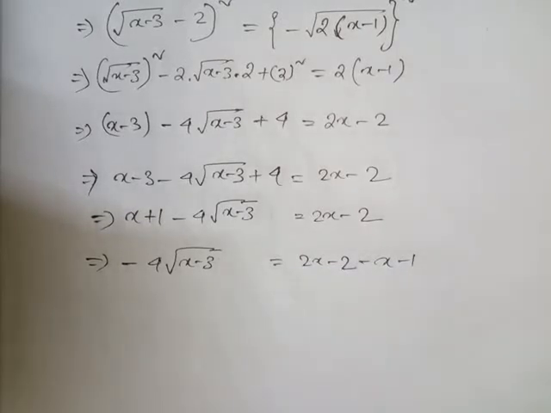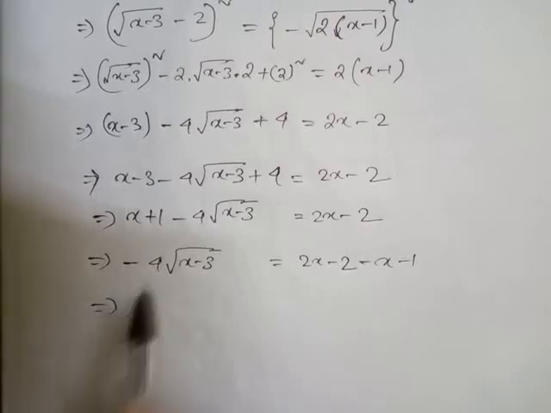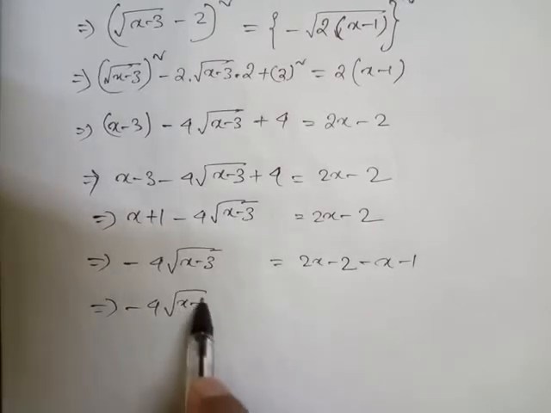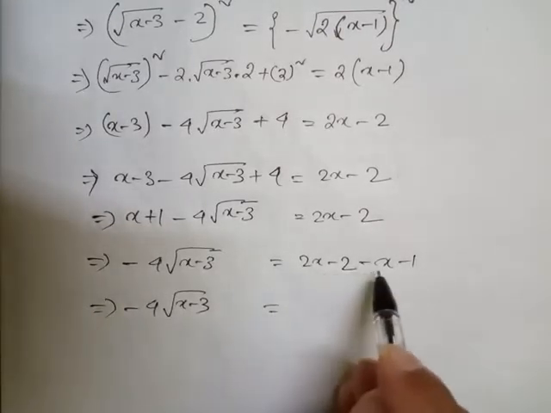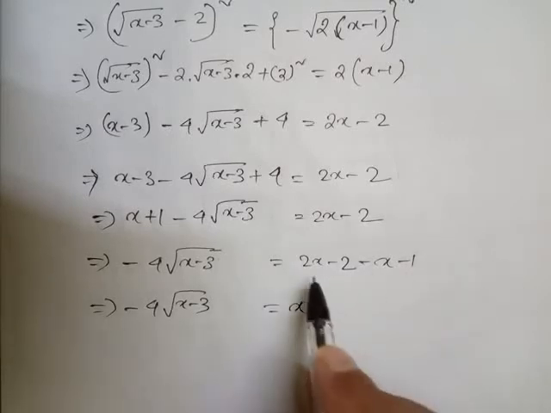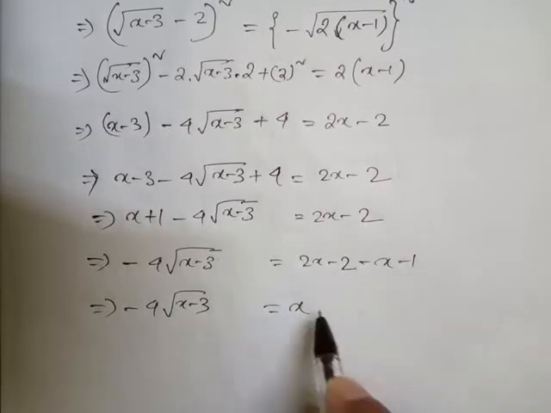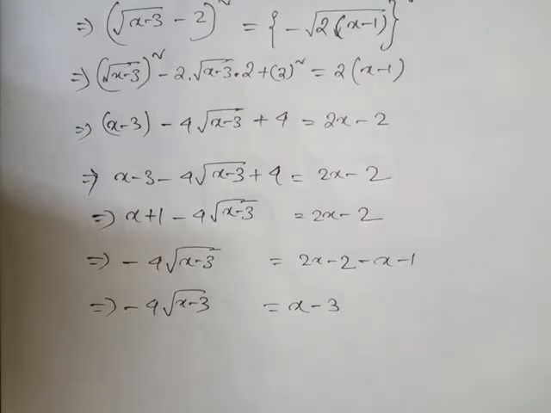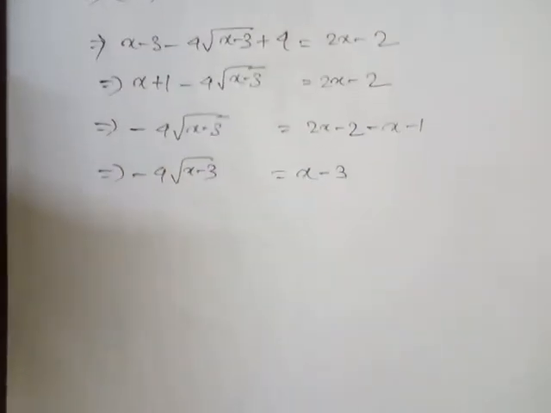Now look, after that what will happen here. There will be minus 4 root over x minus 3, and 2x minus x is x only. I repeat again, 2x minus x is x, and minus 2 minus 1 is minus 3. Now again we're going to square both sides. So what will happen if I square both sides again?